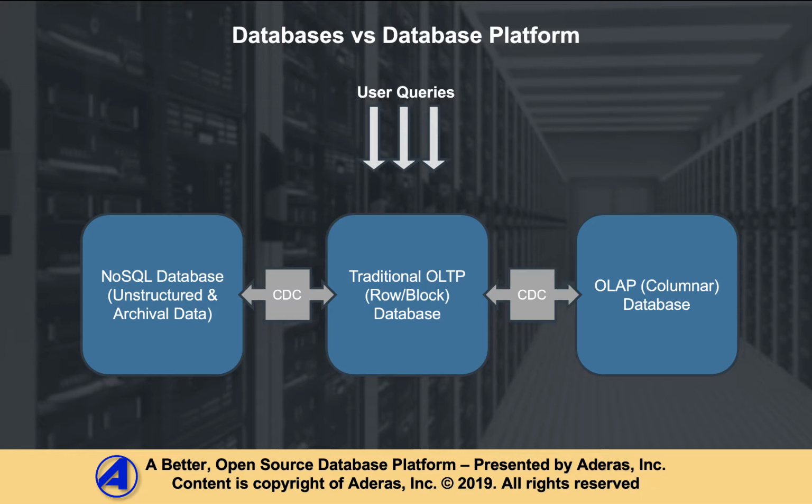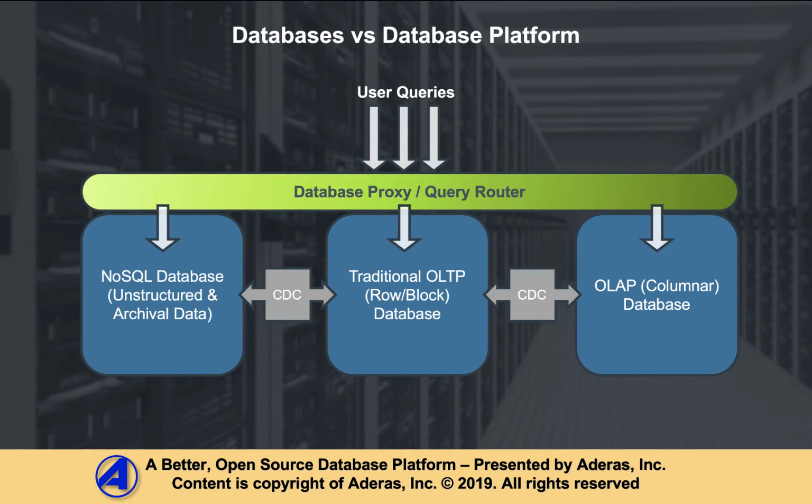You will also need a database proxy or query router tool to provide a single access point for all your queries. Based upon the nature of the query, the SQL is run against the optimal database. MariaDB's MaxScale serves this purpose. Other solutions include PgBouncer, which is a Postgres plugin, and ScaleArc.